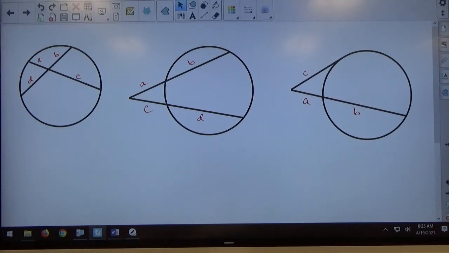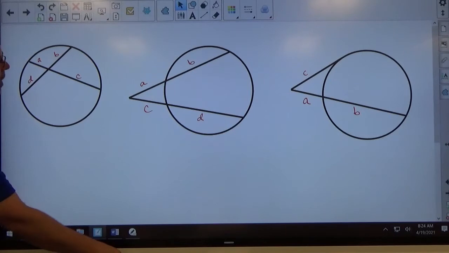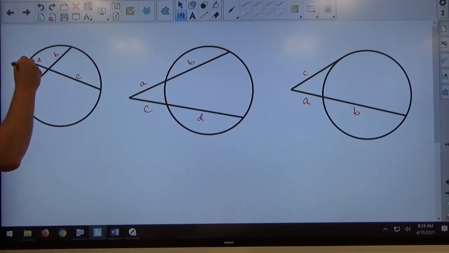Up on the board we've got the three scenarios that are going to happen involving chords and secants and tangents with circles and their segment lengths that are created by these things. The one here on the left involves two chords intersecting inside. And these could also be secants, if there were secant lines. If we're just focusing on the inside bit here, just this piece and this piece and this piece and this piece, we're all going from the edge of the circle to the point where the two chords intersect.